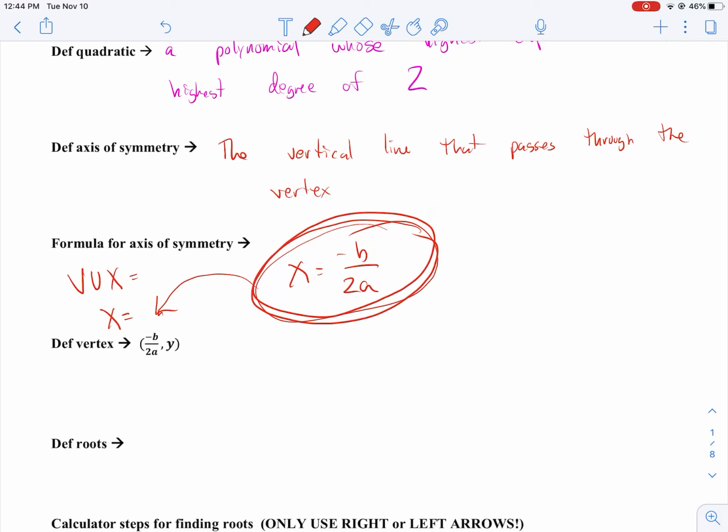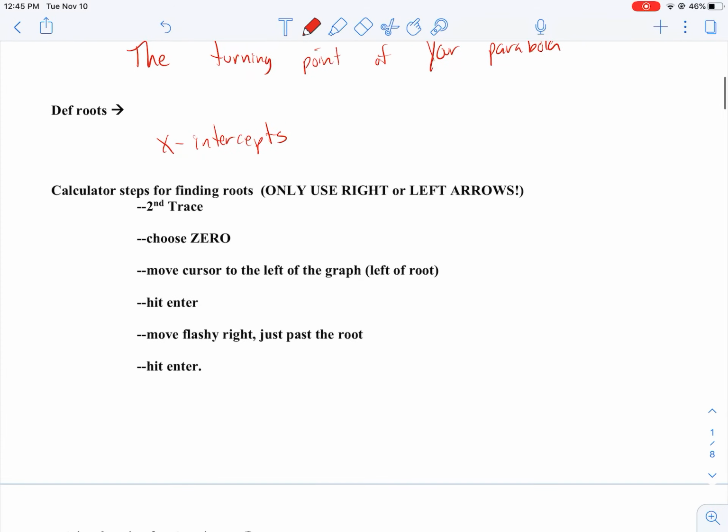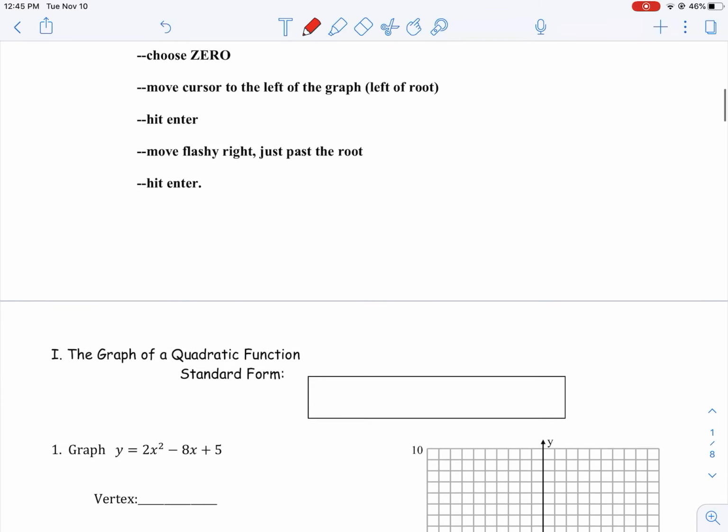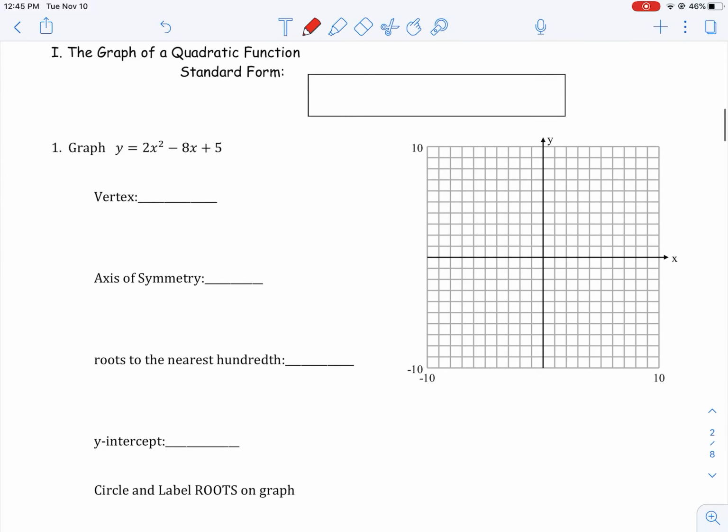The definition of a vertex is the turning point of your parabola. And the definition of roots is just your x-intercepts. Okay? I'll go through this part in class when you see me. This involves calculating steps for finding roots using your calculator, but we are going to find them in other ways. More importantly, we're just going to do the grunt work.